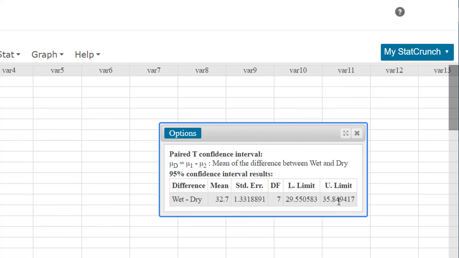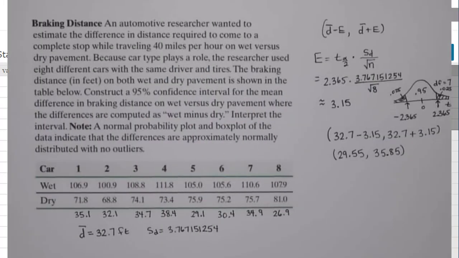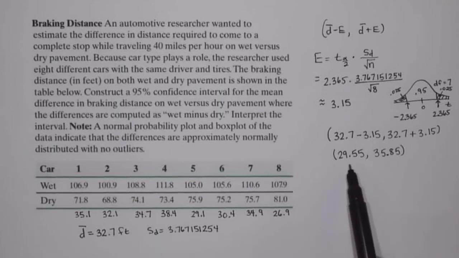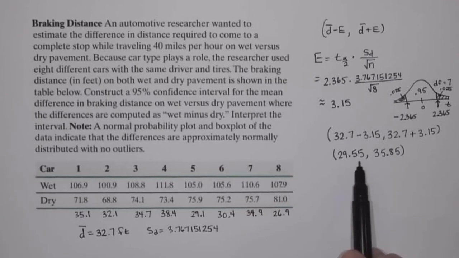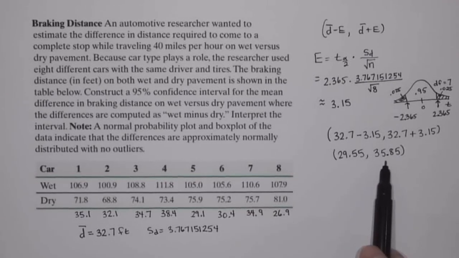So again, we are 95% confident that the true mean difference between the braking distance for wet pavement and the braking distance for dry pavement is somewhere between 29.55 and 35.85 feet.